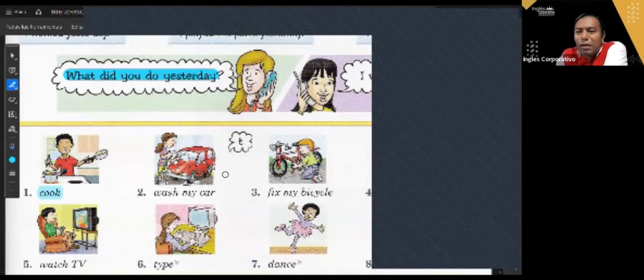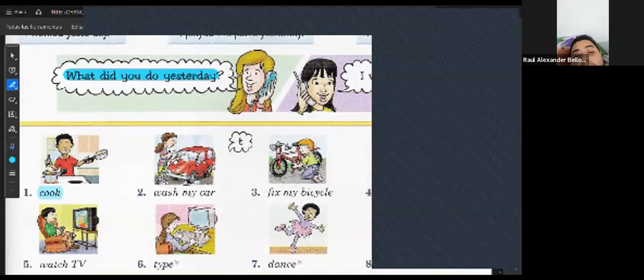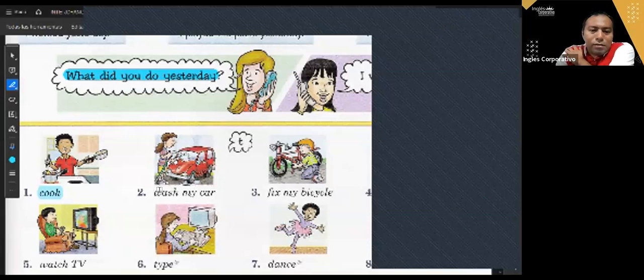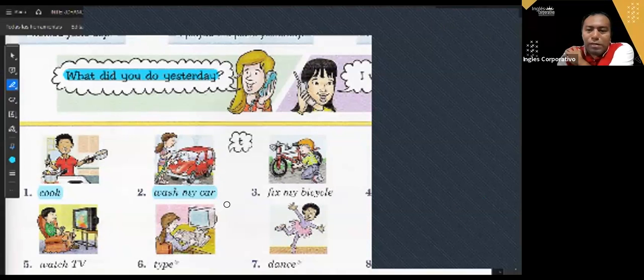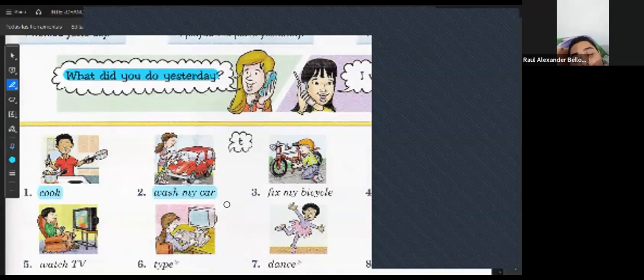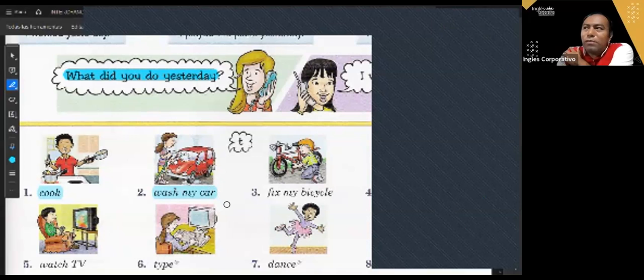Now, the number two, can you ask the question, please? What did you do yesterday, Silvia? Yes, teacher. What did you do yesterday? Silvia: I washed my car. I washed my car. Okay, excellent, very good. No es I washed my car, no, ¿verdad? Es I washed my car. Como que va a decir I washed it.